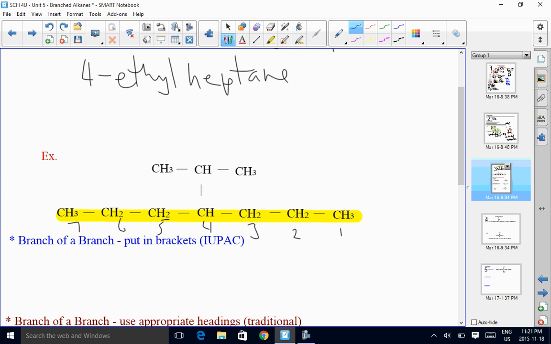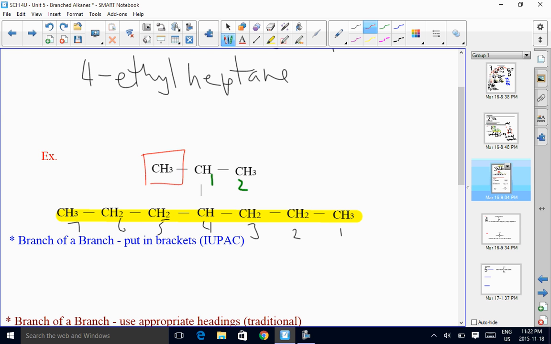Now, let's number the branch. This would be the 1. Okay, the carbon connected to the parent chain is number 1. So I can go either left or right. So 1, 2. Now notice I have a sub-branch. This thing right here is a sub-branch, right? It's not part of the main branch. It's connected to a branch. So it's a branch of a branch.